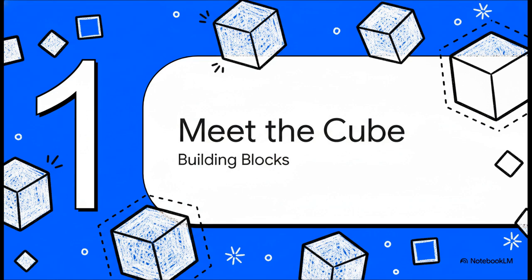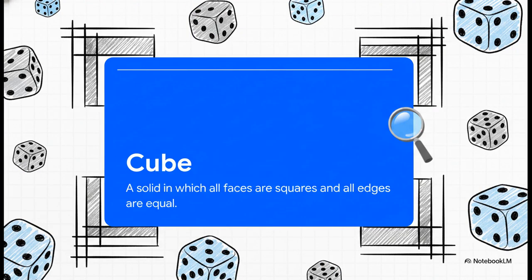First up, the cube. So, what exactly is a cube? The easiest way to think about it is to picture a die. Right? Every single one of its faces is a perfect square, and all its edges are exactly the same length. That's the key right there.